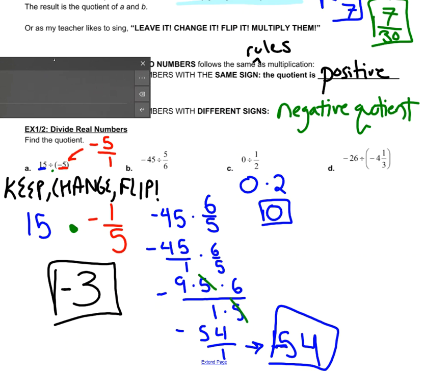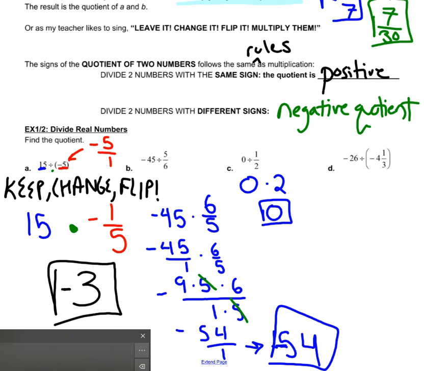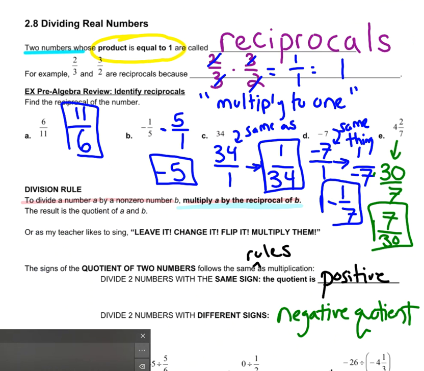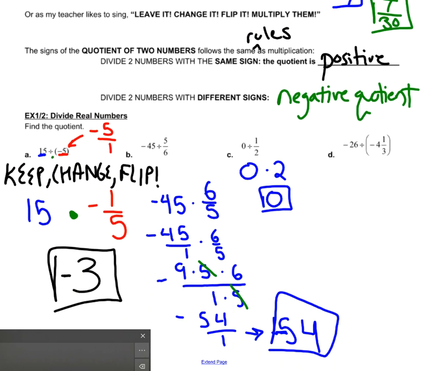Okay, so if you're ready to move on, last but not least, this is our final problem. I think it'll be our final problem. Yeah, it's going to be our final problem. Our final problem of notes. Negative 26 divided by negative 4 1/3. Here, I already see we've got a mixed number. Yikes.